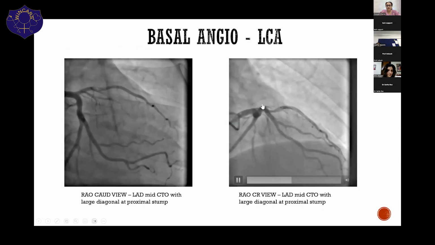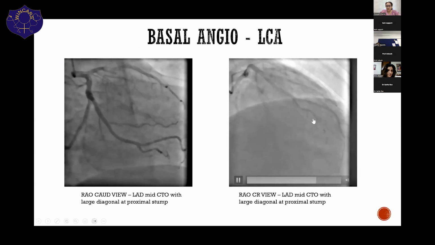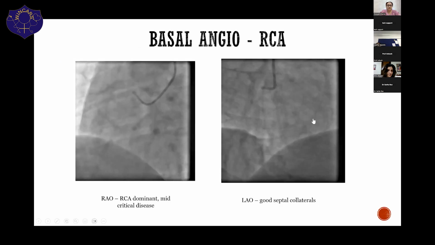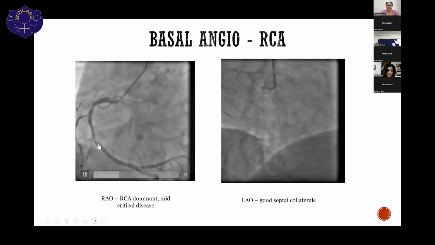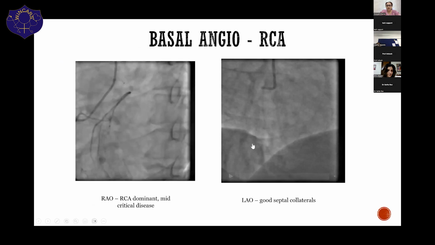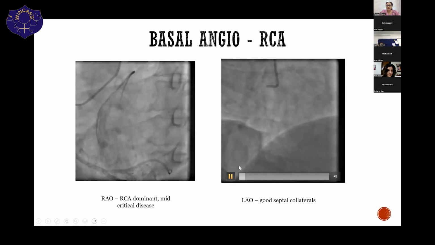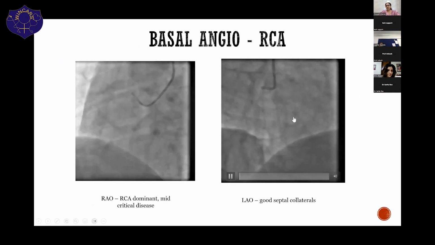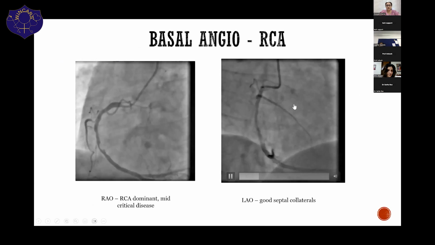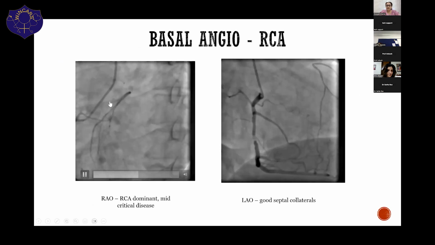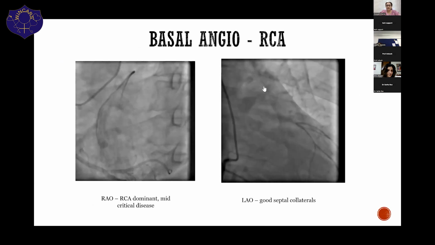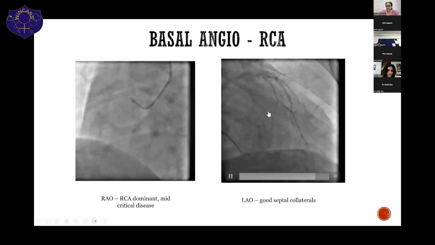We don't know where the LAD was occluded. And if we see, the RCA had mid-severe disease, and it was clearly seen retrogradely filling the LAD. So we know that the LAD was occluded 5 years back. It's a CTO, and the RCA is the recent event which happened. And we can clearly see there was a bifurcation at the distal cap.